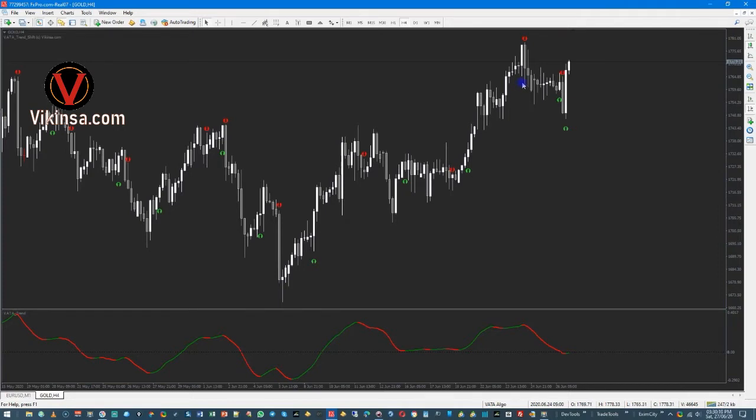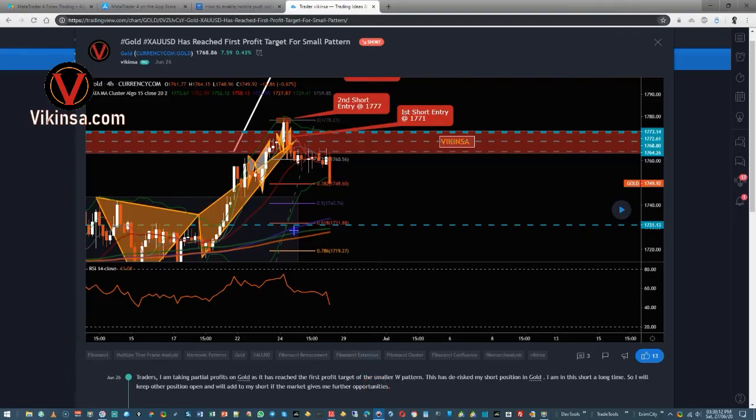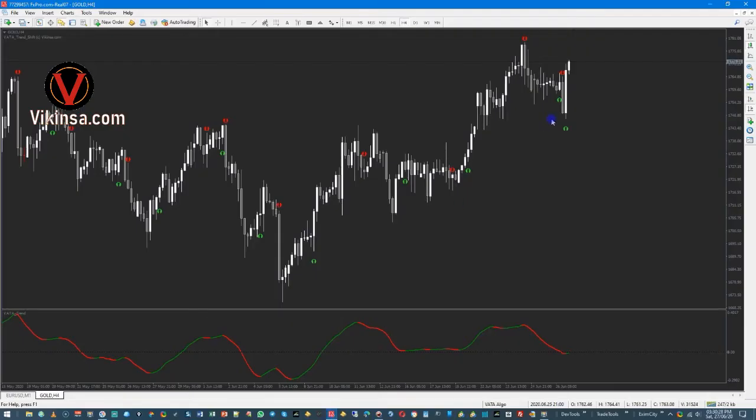around the level defined by your analysis. If you remember, in my analysis in my Telegram group, I mentioned that I was going to take first profit around the 38.2 Fibonacci level, which was at 1749 right there. So I entered here and then exited there. I have another position running from 1777, right? So this is how I did.